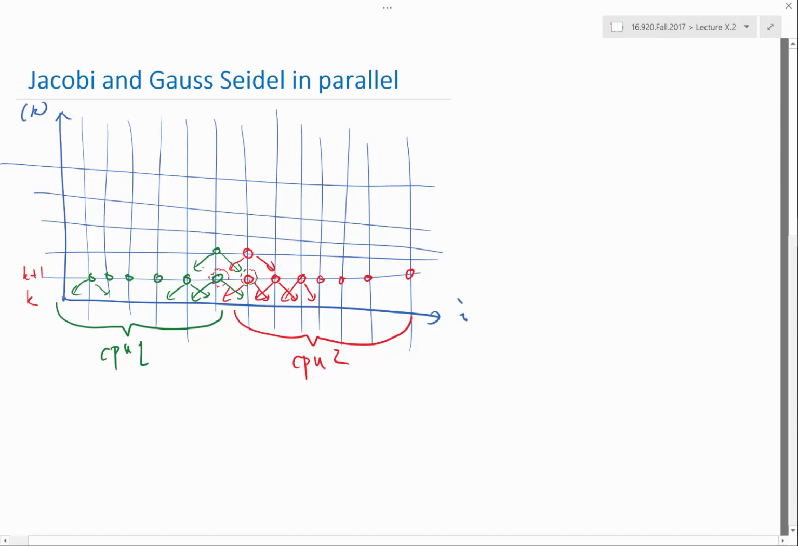Okay, so this is easy in Gauss-Seidel. Basically, after every iteration, I'm going to send whatever information the other CPUs need to these other CPUs.